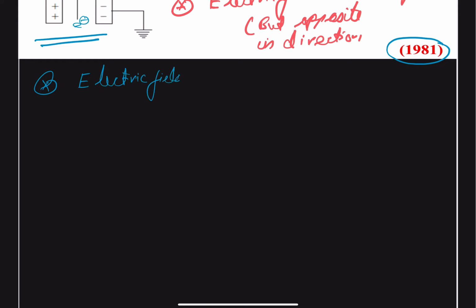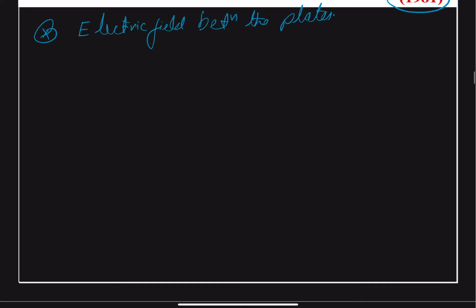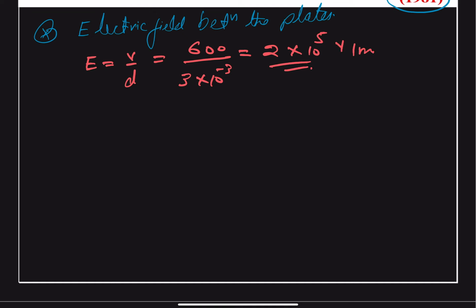Electric field between the plates, and we can write this as E is equal to V upon D. We substitute the value, it is 600, distance is about 3 millimeter, so this comes 3 into 10 to the power minus 3, will be about 2 into 10 raised to the power 5 volt per meter. So this is the electric field.